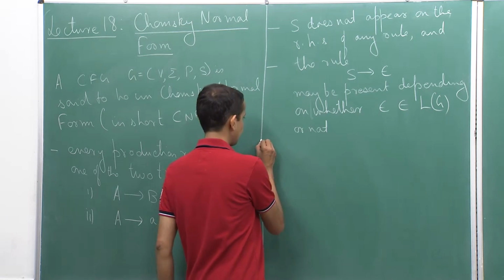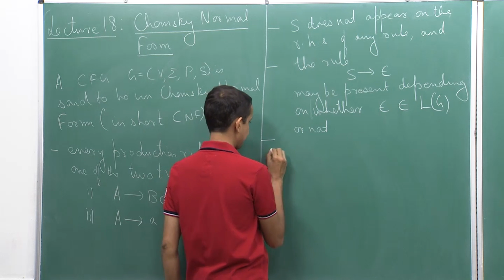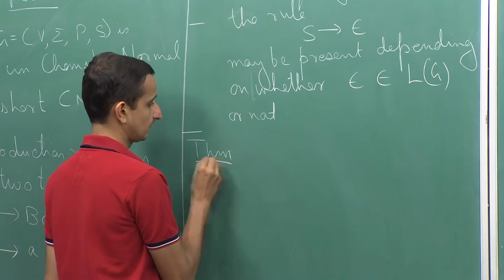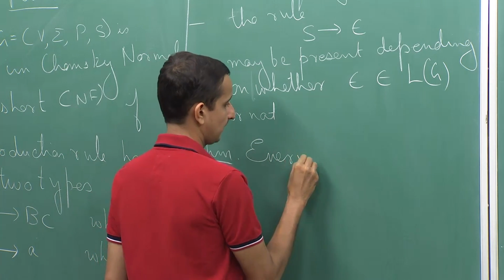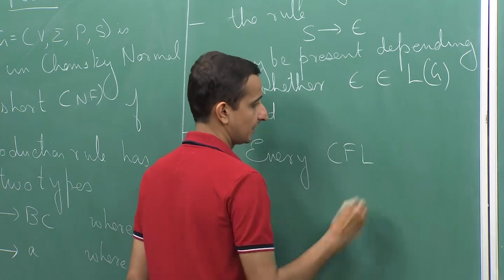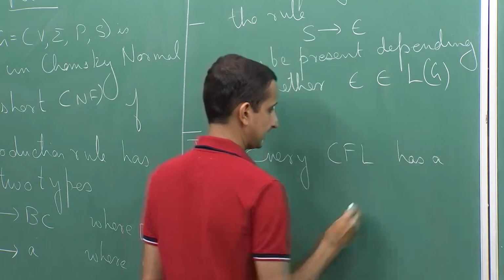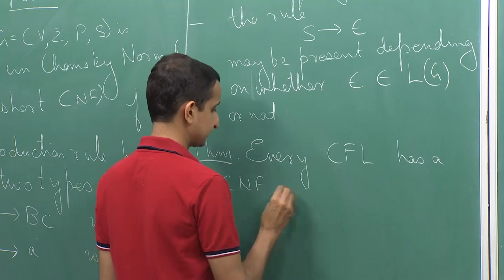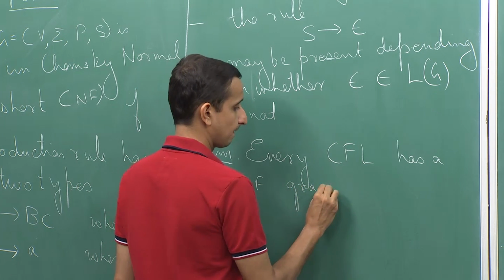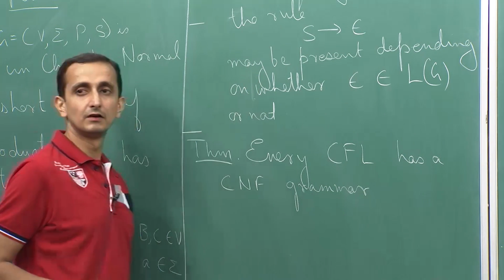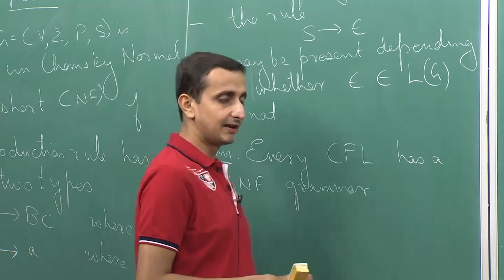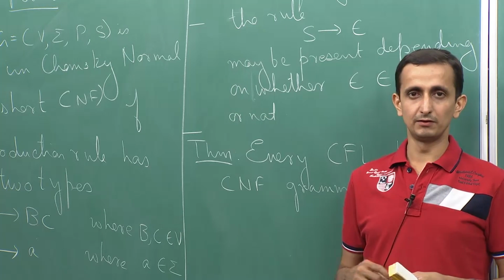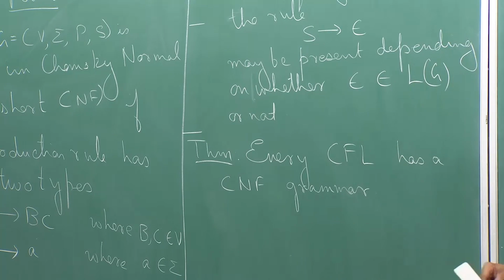Why are normal forms so important? The reason is, let me write this as a theorem. Every context free language has a Chomsky normal form grammar. So, no matter what context free language you take, there is some context free grammar for that language which is in Chomsky normal form. This is a very important thing to say.